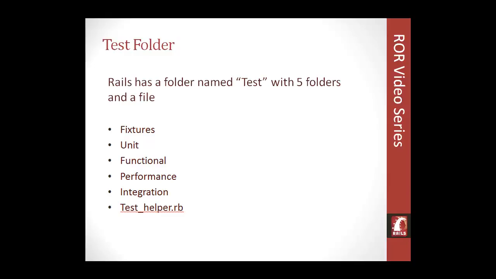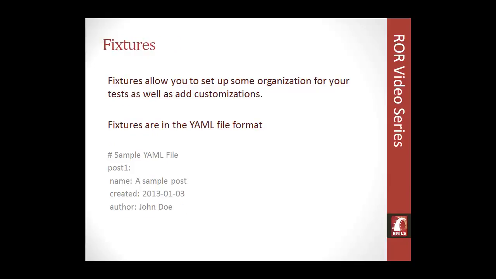Okay, so fixtures, as I said, allow us to set up organization for our tests, and we can set up customizations as well. Fixtures run on the YAML format, and that gives us a human readable file to work with. Each fixture will have a title along with some key value pairs. So we have the post 1 fixture, and it has the name key and the value and the created author. This is obviously just a sample. This could be anything. This could be a user.